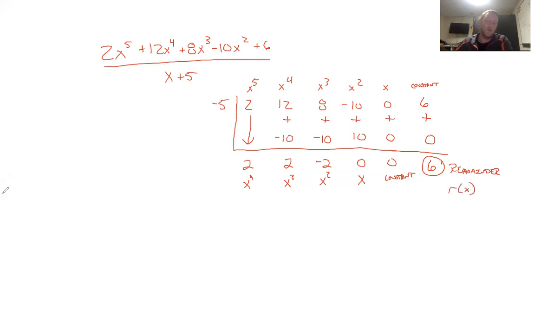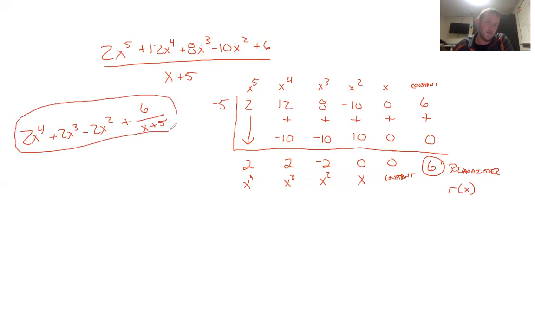Okay, so when you write out your answer, this is going to be 2x to the 4th plus 2x cubed minus 2x squared plus 0x plus 0. Okay, so that's your q of x plus your remainder of 6 over whatever you divided by, x plus 5. This is your answer.